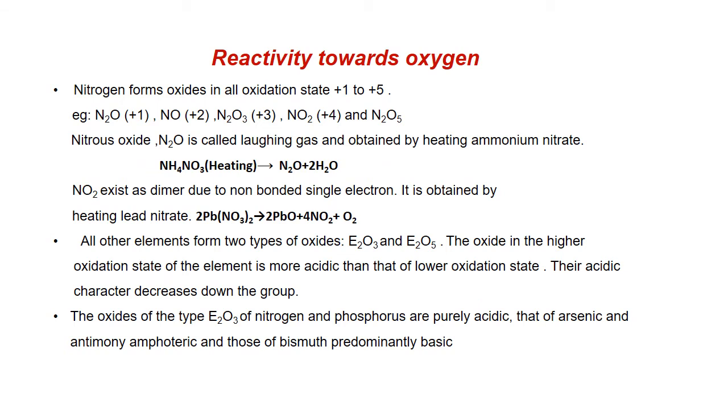Reactivity towards oxygen. Nitrogen forms oxides in all oxidation states from +1 to +5. Examples: N2O where the oxidation state is +1, NO where the oxidation state is +2, N2O3 where the oxidation state is +3. In the same way, in N2O5 the oxidation state is +5. Nitrous oxide N2O is called laughing gas. It is obtained by heating ammonium nitrate.